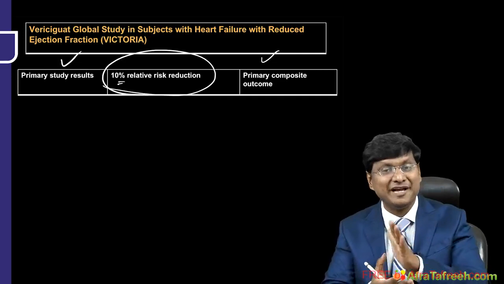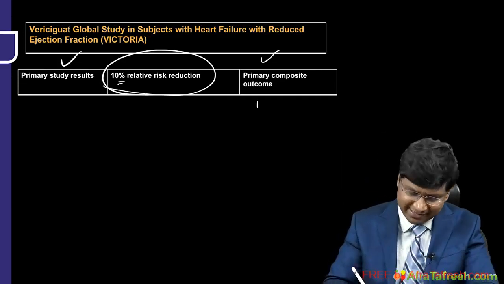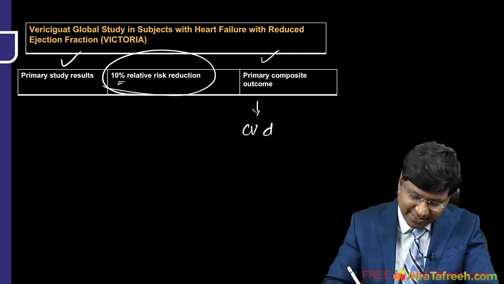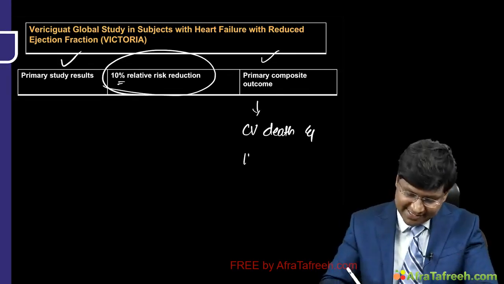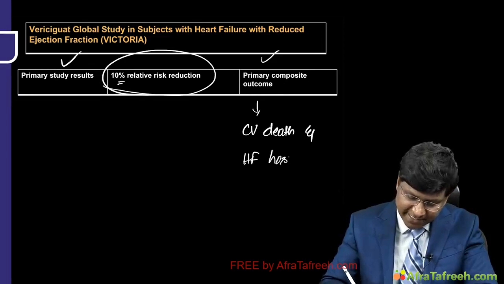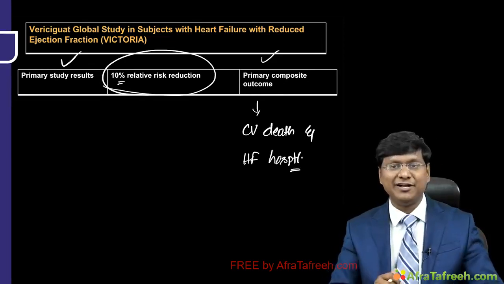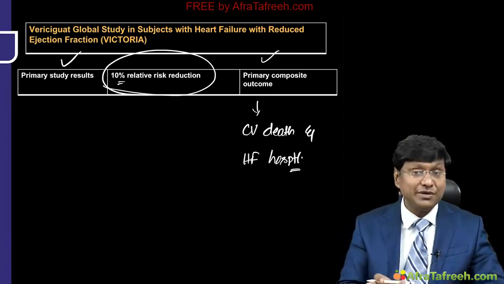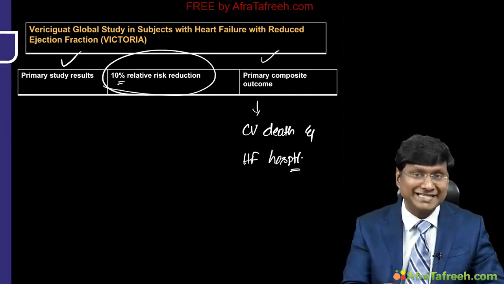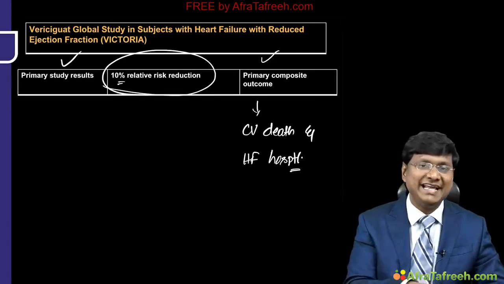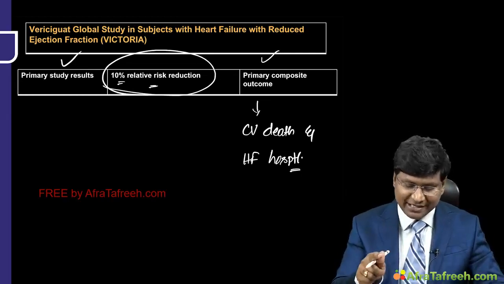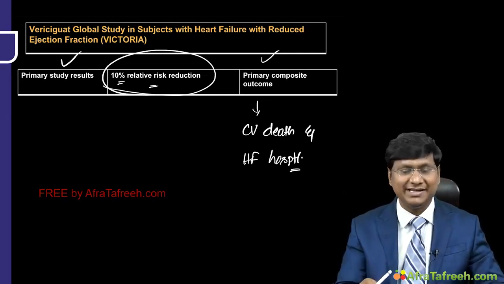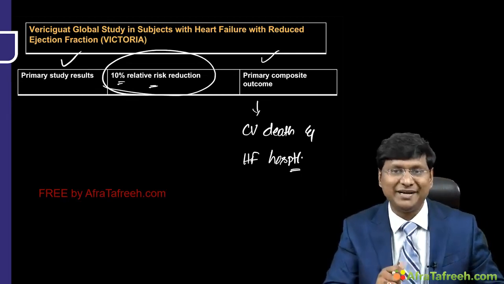What is that primary composite outcome? Same thing again, that is cardiovascular death and heart failure hospitalization. So in those individuals who were assigned to Vericiguat along with GDMT, the study showed almost a 10% relative risk reduction in the primary composite endpoint.